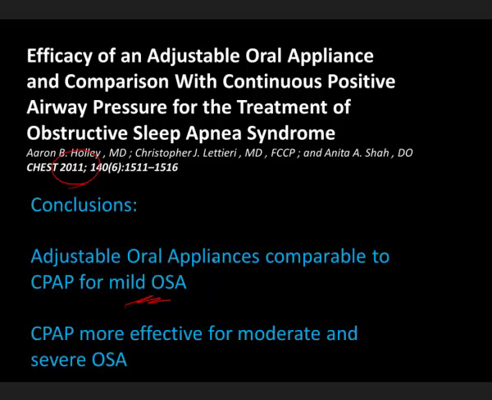But they did find, and they duplicated other studies that showed, that CPAP is more effective for moderate and severe sleep apnea. We know that. We've known that from other studies. And now over 497 patients, Dr. Lettieri and his group duplicated that. But for mild sleep apnea, they're comparable. And just like every other study, out of those people, they really liked using the oral appliance better.